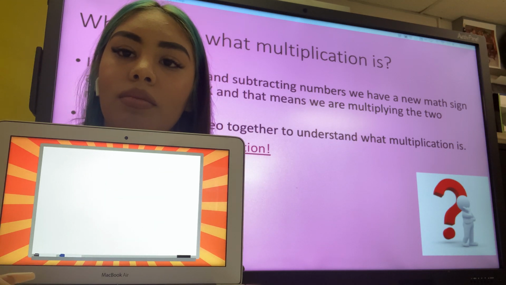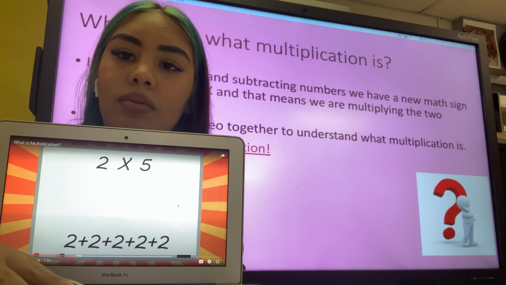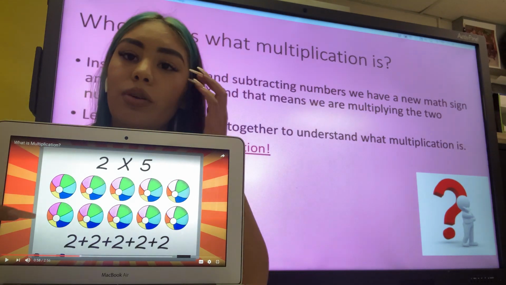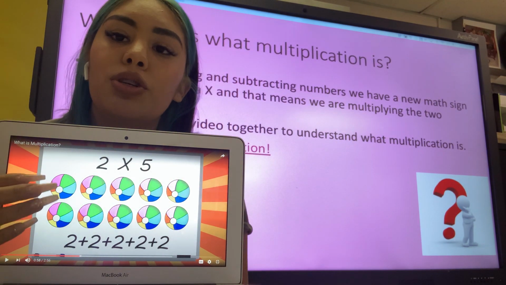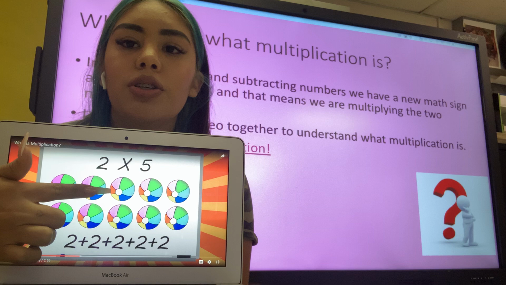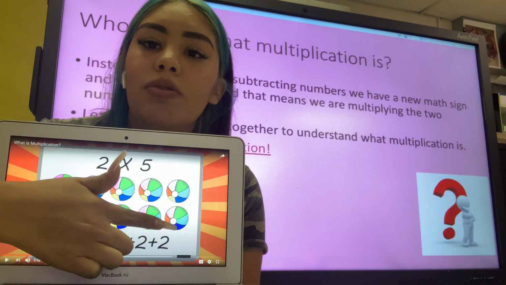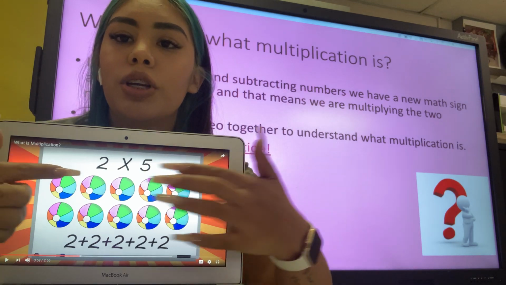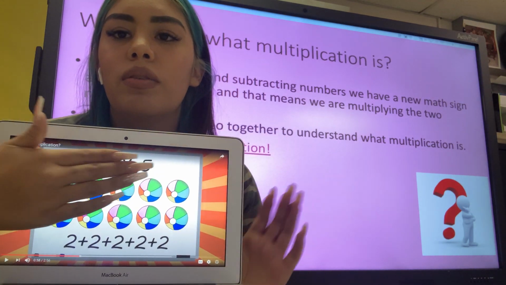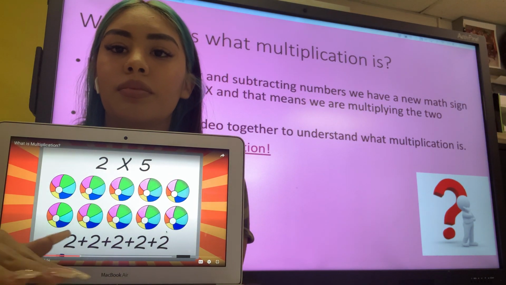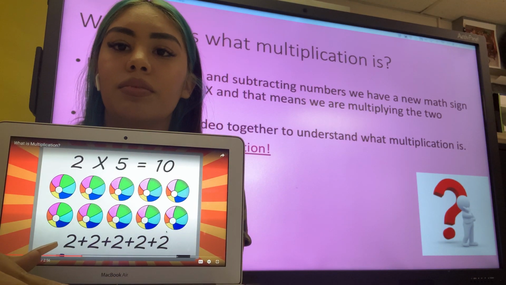We can visually show 2 times 5 like this, or like this, or like this. So another way that he's showing you is you could do 2 rows of 5. 1, 2, 3, 4, 5. 1, 2, 3, 4, 5. So you're going to do the first number as the row and the second number as the objects. 2 times 5 equals 10.